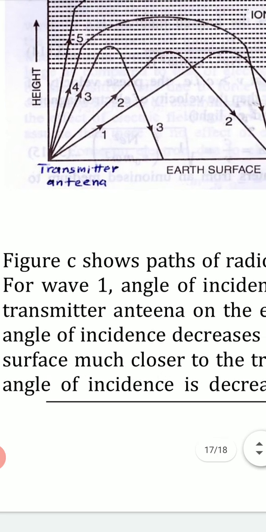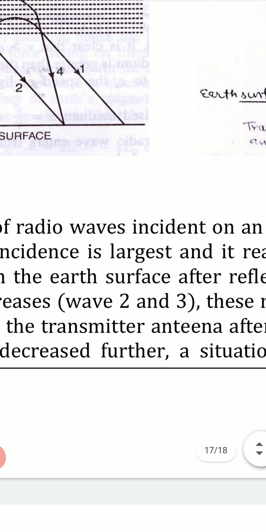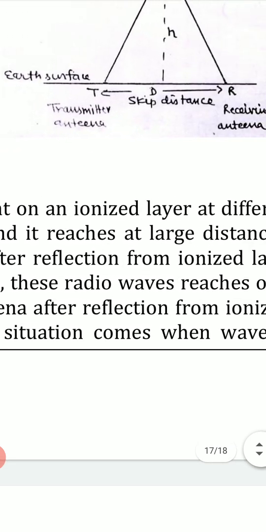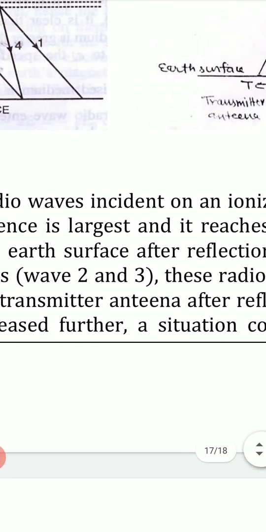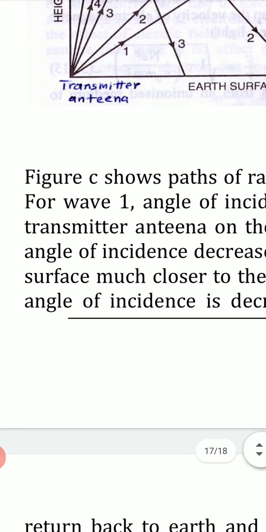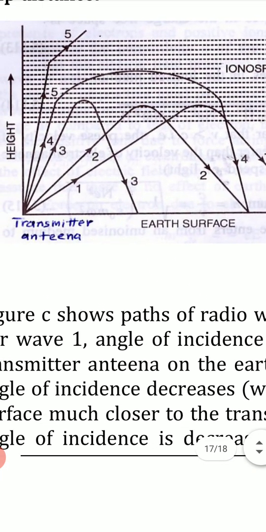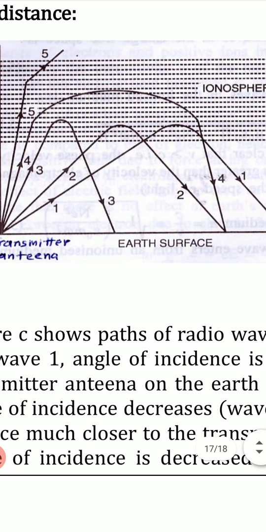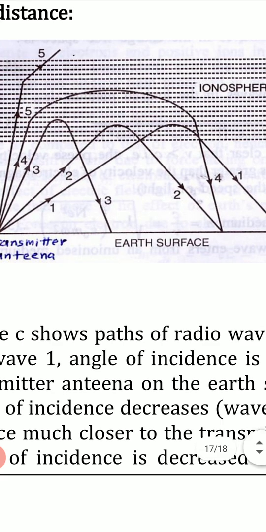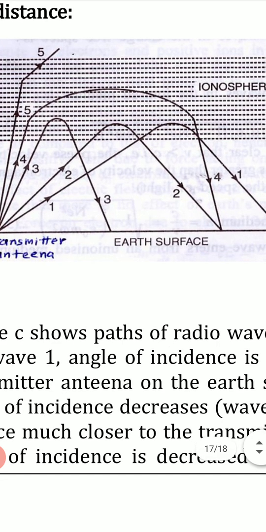This figure shows paths of radio waves incident on an ionized layer at different angles. For wave 1, angle of incidence I is largest. For wave 2, it is smaller. For wave 3, it is much smaller, and so on.